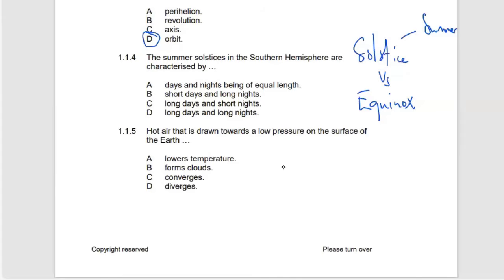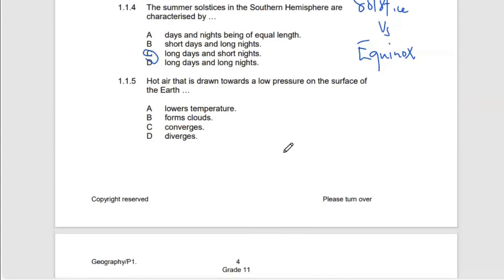That's the question. Whenever we're having a summer solstice, it implies that the day is longer and the night is shorter. So we have long days and short nights. That is typical of a summer solstice. But if it's winter, the opposite is true. It means we have a short day and long nights.